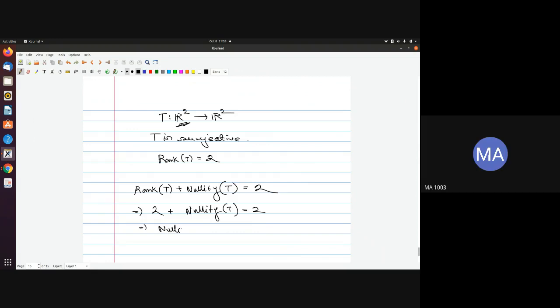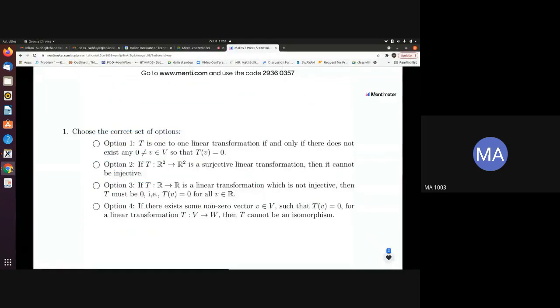So what does it mean? T must be 1-1. So if T is surjective and these two dimensions are the same, this is one application of the rank-nullity theorem: T must be 1-1. Clear? This is what we have discussed today, right? Okay, great. Anyone has any doubt? You can ask me. Any doubt? I assume no, because no one has answered.